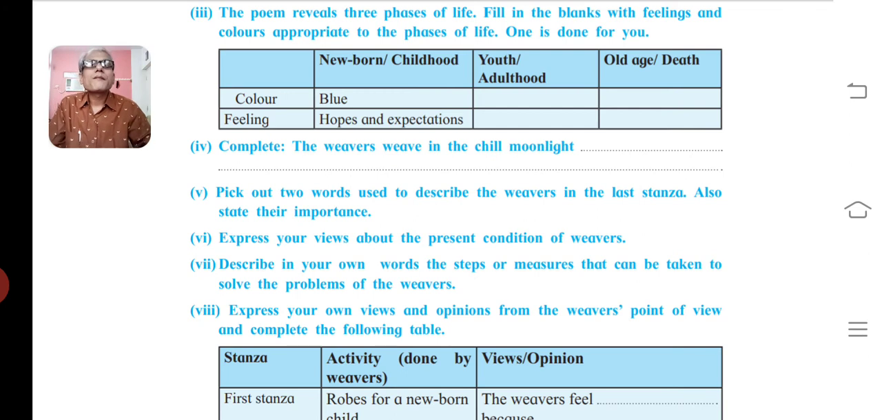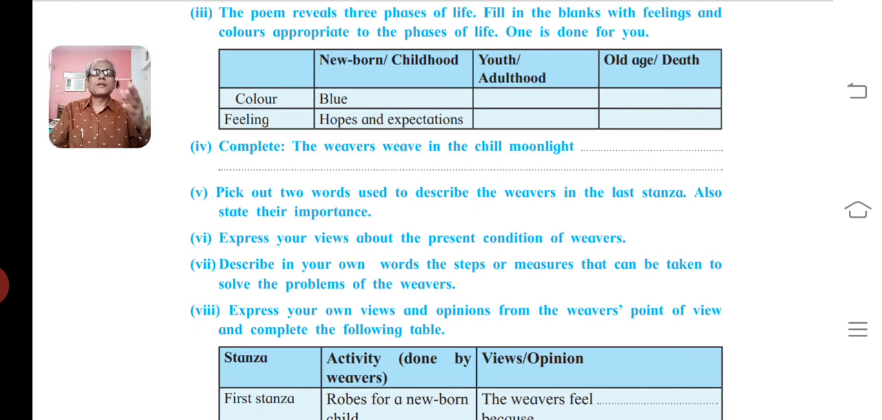The poem reveals three phases of life. Fill in the blanks with the feelings and colors appropriate to the phases of life. One is done for you. Now this poem reveals three phases, means three stages of life. Fill in the blanks with the feelings and colors appropriate to the phases of life. Now here again you are given 4 columns.